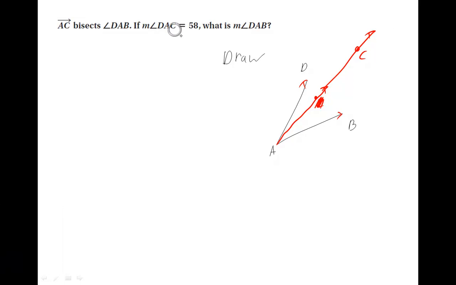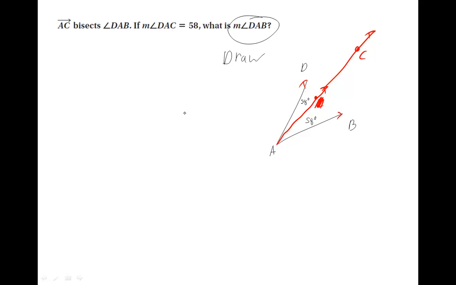Then they tell us the measure of angle DAC. I see that would be up here. That's 58 degrees. All right, then you might think, oh, well, that means that this is 58 degrees because it cuts in half. So is our angle 58? Careful. They ask for the measure of angle DAB. So drawing a picture really helps you organize this information. We want to know the angle measurement of this whole thing.